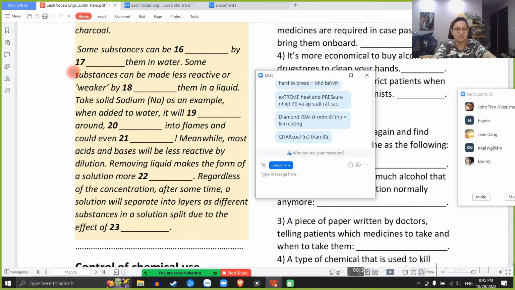Some substances can be activated by dissolving them in water. Some substances can be made less reactive or weaker by diluting them in a liquid.